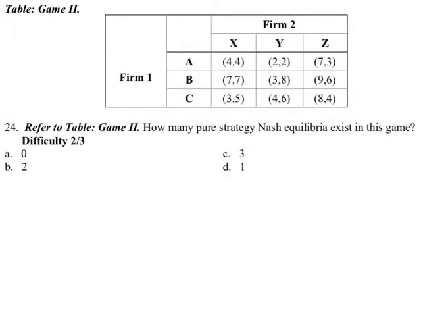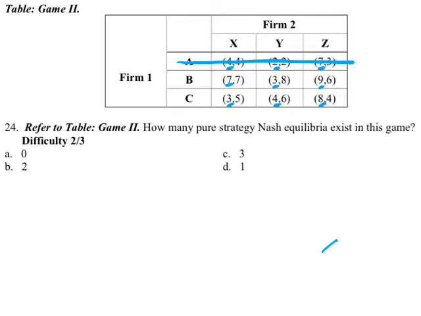How many pure Nash equilibria exist in this game? To find Nash equilibria, we need to eliminate strategies that are dominated. So for firm 1, if firm 1 plays A, it gets 4, 2, 7. If it plays B, it gets 7, 3, 9. Playing B always gives higher payoff, so firm 1 is never going to play A. Now let's check C. 3, 4, 8. We can conclude between strategy B and strategy C.